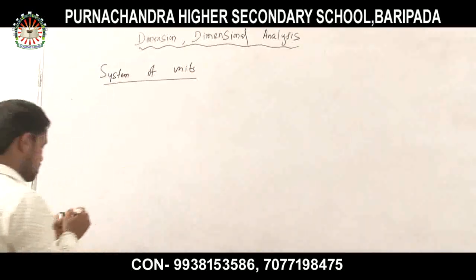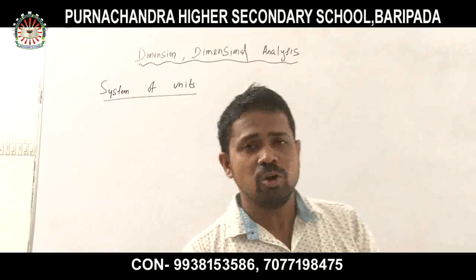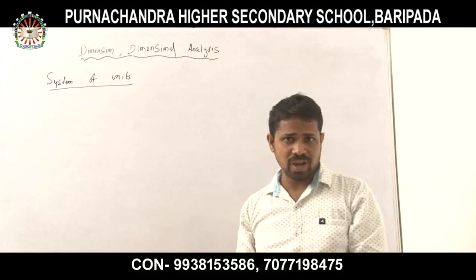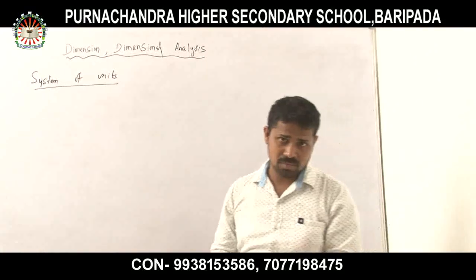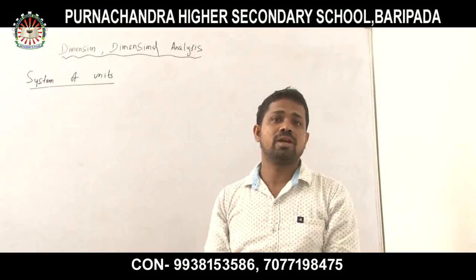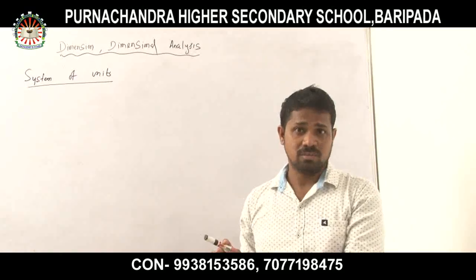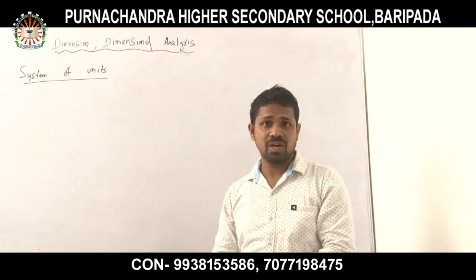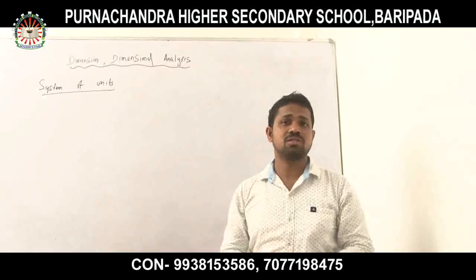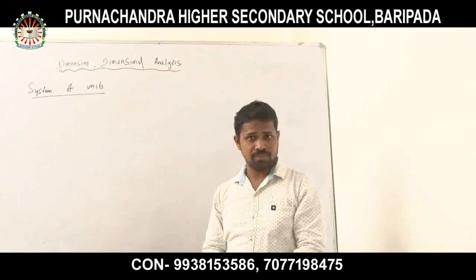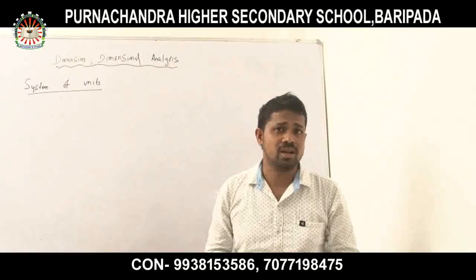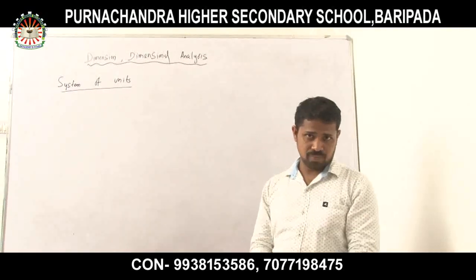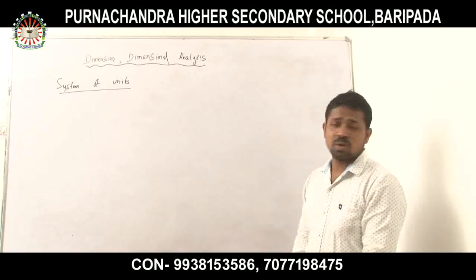What do you mean by system of units? The system of units is the collection of units to represent all the physical quantities using the fundamental units. Again, I will repeat: the system of units is the set of collection of all units which is used to represent the units of physical quantities. Clear? So now, what are the types of system of units?